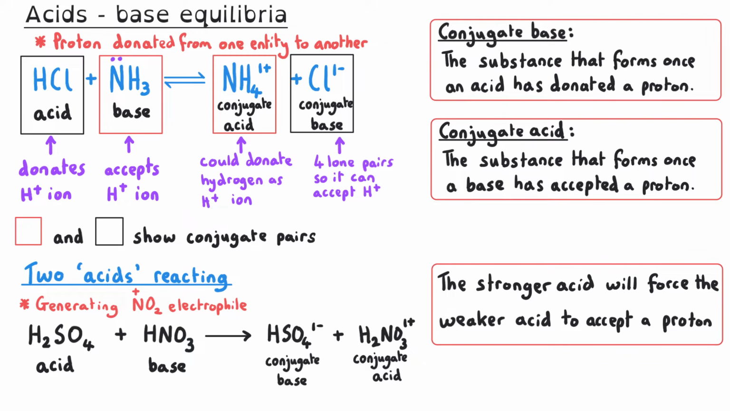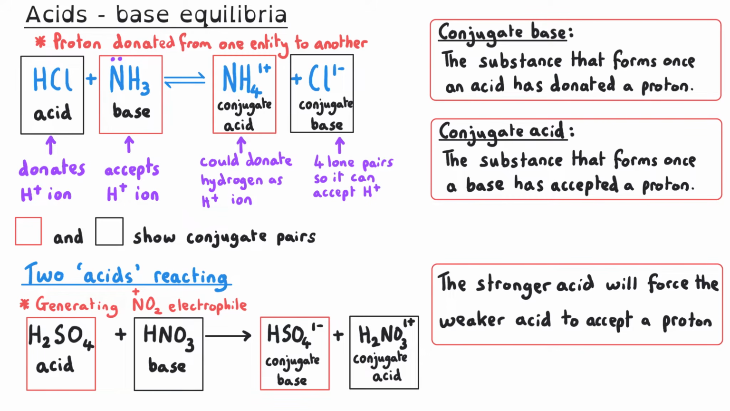And you can see that that's happened because in the products, we've got the HSO4-, which is what forms when the sulfuric acid loses one of its hydrogens. And the HSO4- is the conjugate base that belongs to the sulfuric acid. And we make H2NO3+, which is the conjugate acid to go with the nitric acid, which was the base in the reactants.